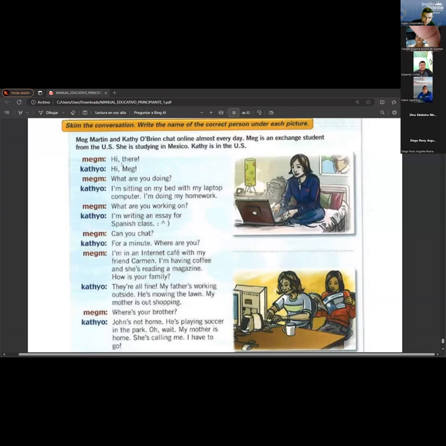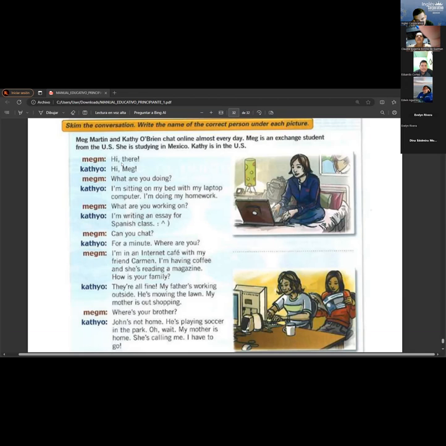Hi there. Hi, Meg. What are you doing? I am sitting on my bed with my laptop computer. I am doing my homework. What are you working on? I am writing an essay for Spanish class. Can you chat for a minute? Where are you?